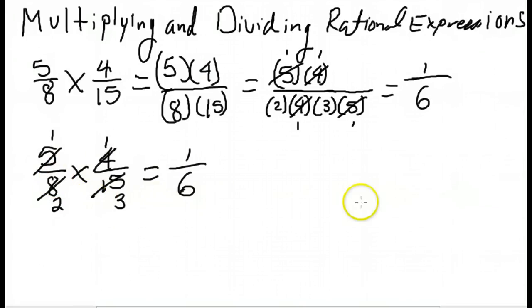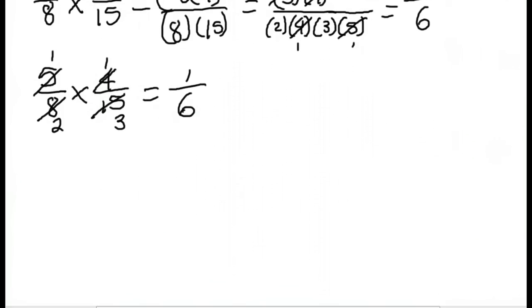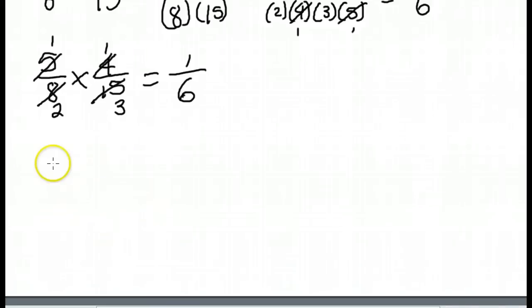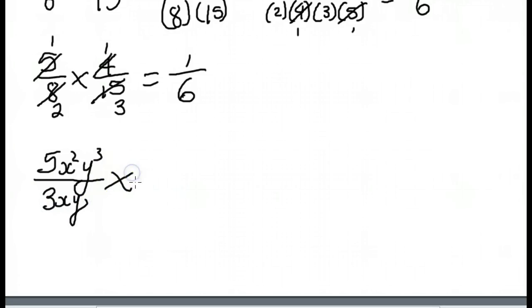Okay, let's try another one. Let's throw some variables in here. So sort of the same idea. We're going to have a couple of terms. And I'm going to go 5x squared y cubed over 3xy times 9x cubed y cubed over 20x squared y.